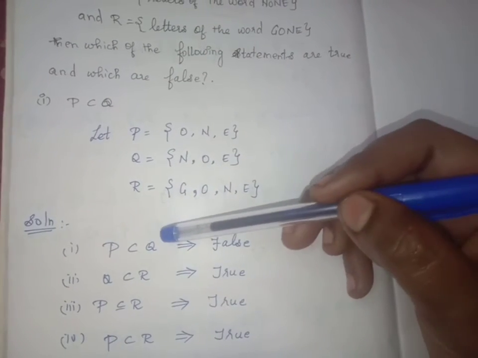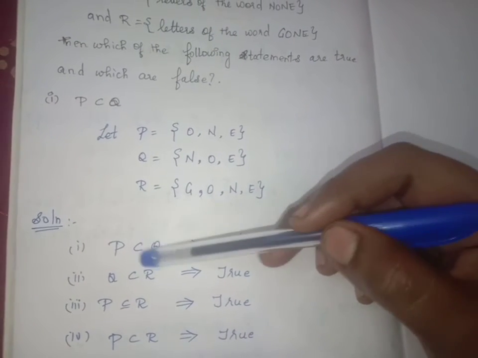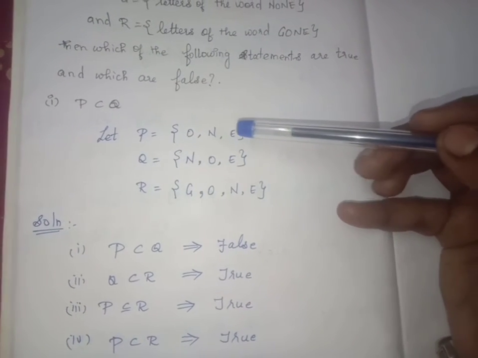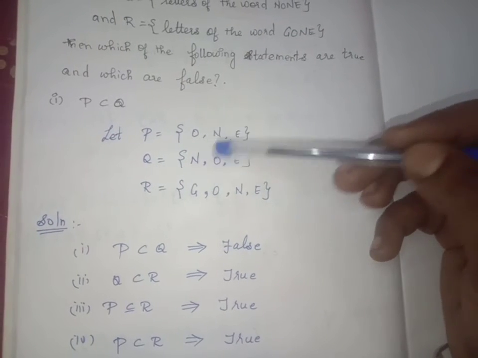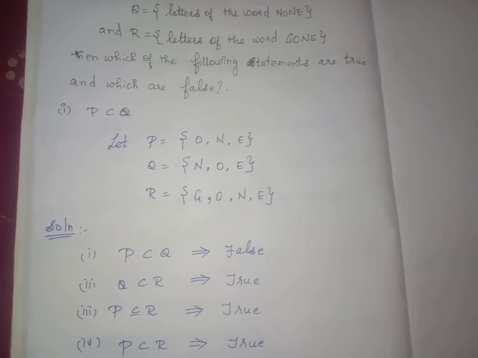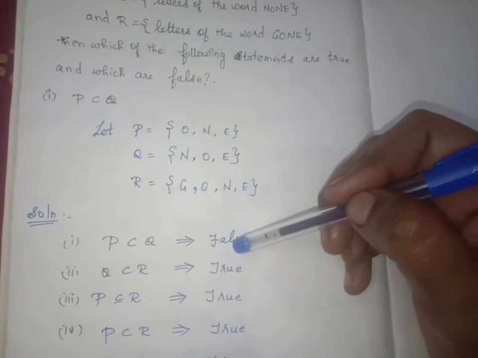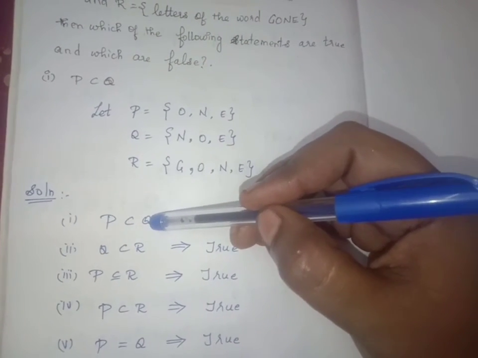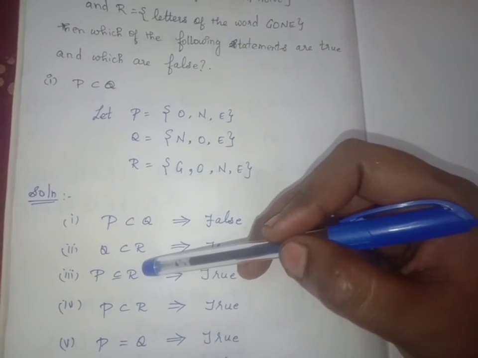Now, P is a subset of Q. The first statement is P is a strict subset of Q, not equal to, only strictly subset. So P is the smaller set and Q is the bigger set. You see P and Q are both the same. O is there, N is there, E is there. So all the elements will be there in Q. So this is not only a subset, it is equal also, but strict subset means it is a false statement. Suppose it is equal, it means a true statement, but P is a strict subset of Q is a false statement.